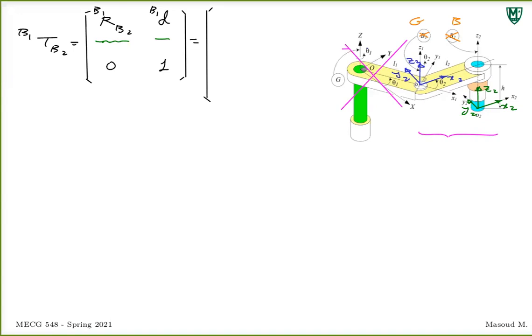Now, this one rotation is good enough to get the right orientation. Now we need a translation. Once you make the rotation, the translation would be going from O1 to O2. That would be your translation, D, B1.